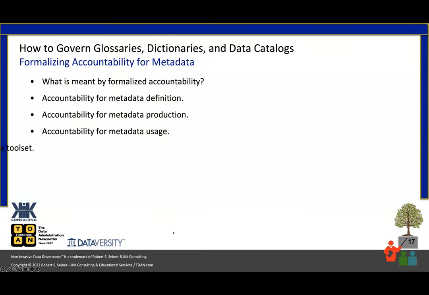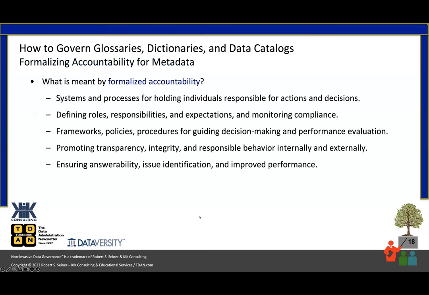So let's talk about formalizing accountability for metadata. What is meant by formalizing accountability for metadata definition, production, and usage, and then for the governance of the tool set itself? So what does it mean? And I get asked this question a lot. What does it mean to put formalized accountability into place? And this is a good definition of taking those words and expressing what you mean by formalized accountability. It's having systems, it's having processes. It's basically like Mike was talking about, people, process, and technology for holding people responsible for their actions. So that's what formalized accountability means.